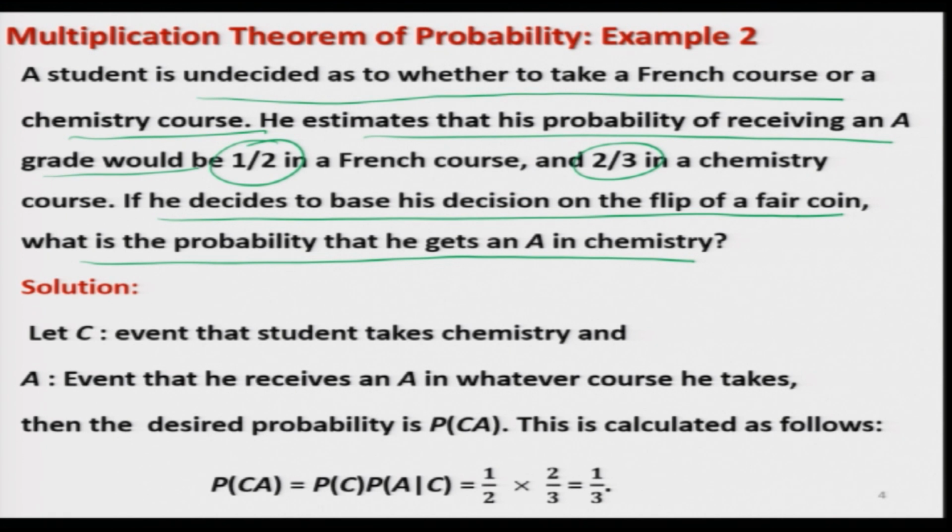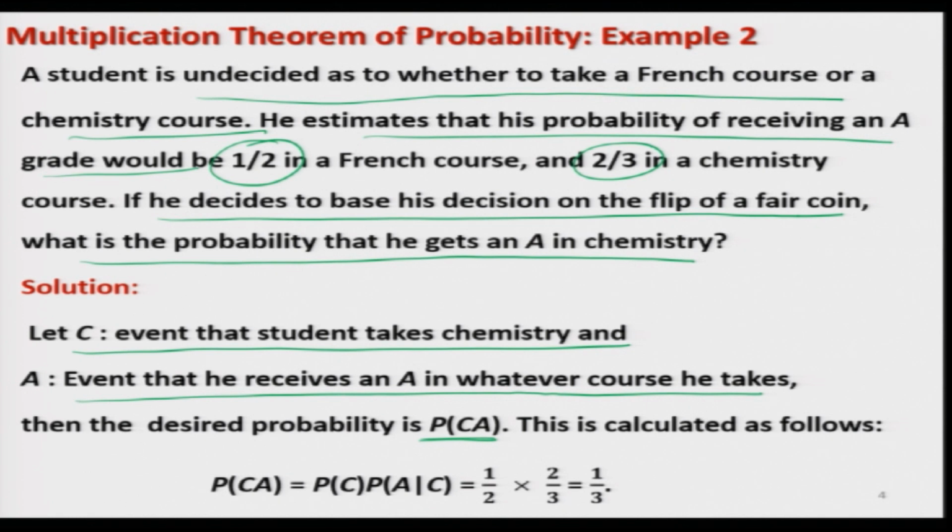Right. So, now you can see that this event is going to be based on the outcome of another event, flipping a coin, whether the student gets a head or a tail. So, now let us define two events. Let C be the event that the student takes chemistry and A is the event that he receives a grade A in whatever course he takes, either French or chemistry. Then the desired probability we want to know is the probability of C intersection A, that the person takes chemistry as well as gets a grade A.